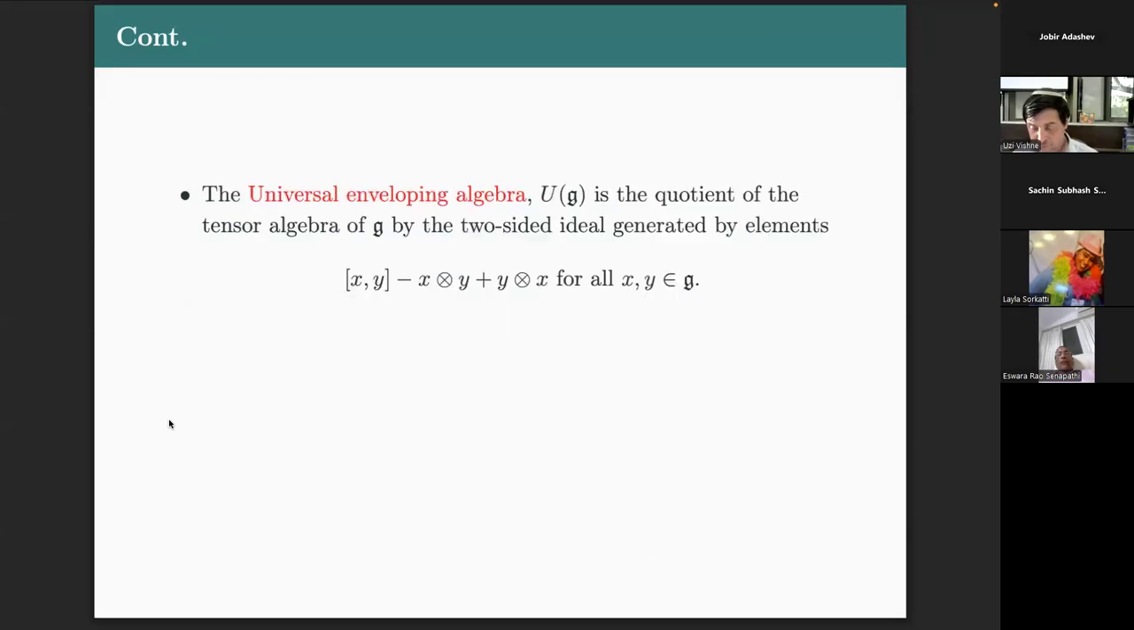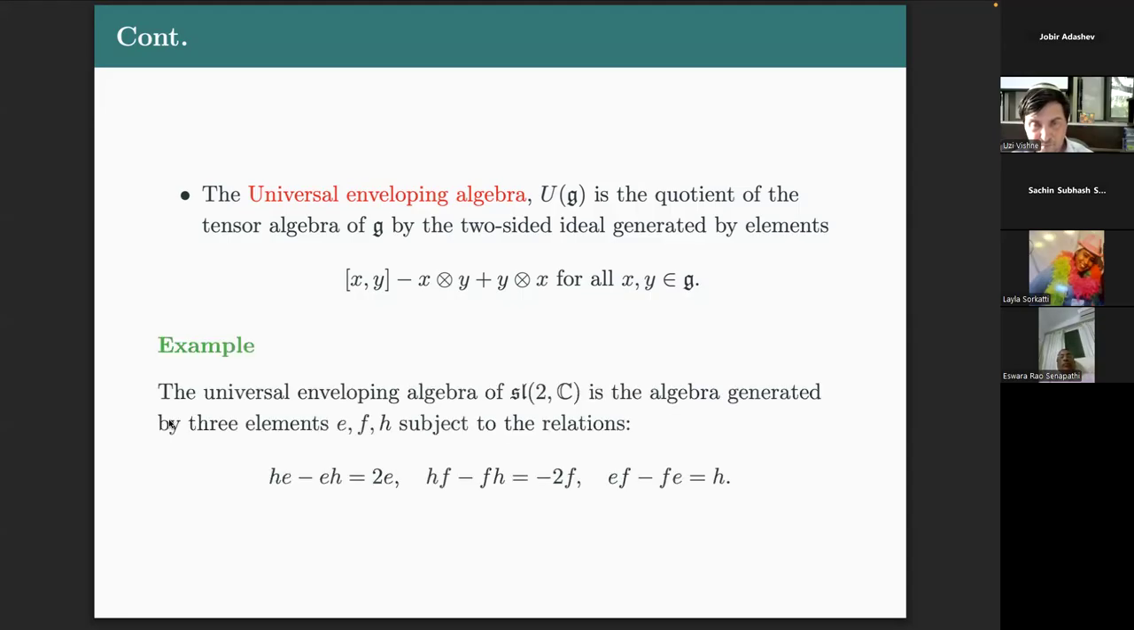Another important object, which one cannot simply ignore, is the universal enveloping algebra, which is nothing but the quotient of the tensor algebra by the two-sided ideal generated by this relation. The bracket operation is x tensor y minus y tensor x. If one is familiar with group theory, it's nothing but an analog of the group algebra. Okay. For example, for sl2, it is just an algebra generated by elements which satisfy this relation.